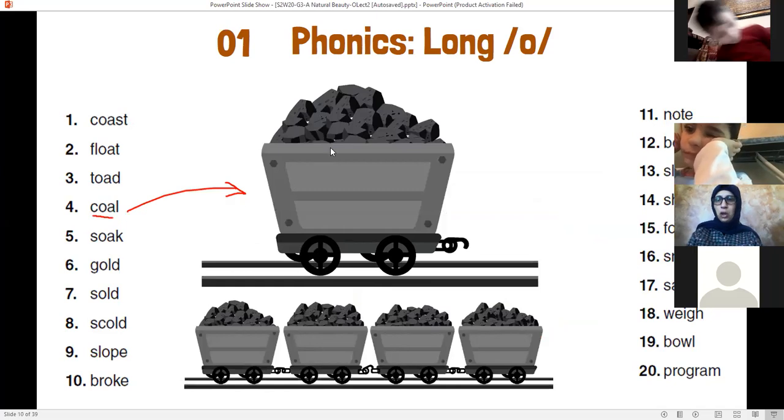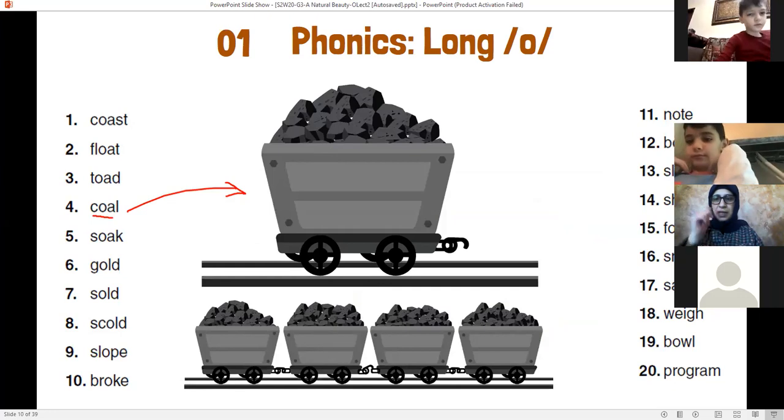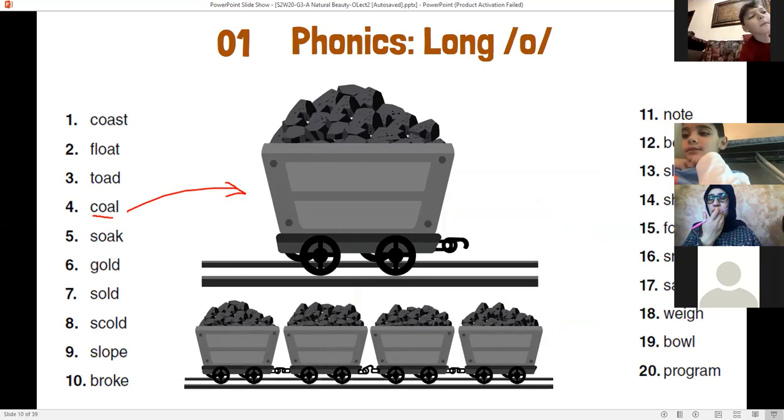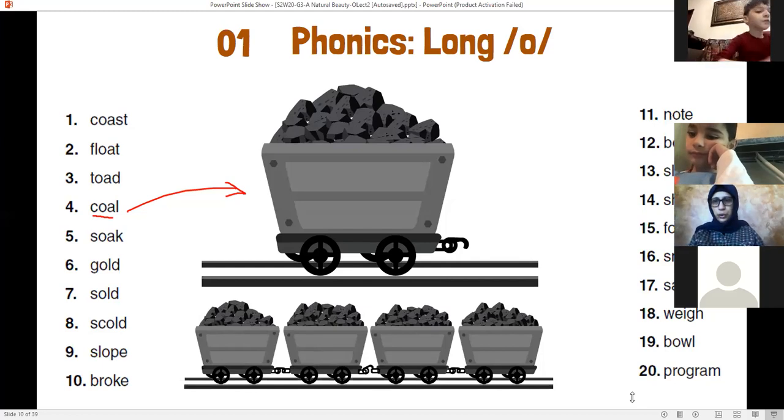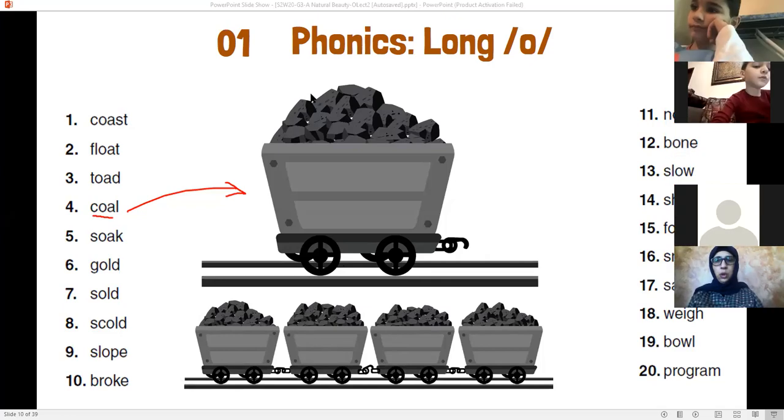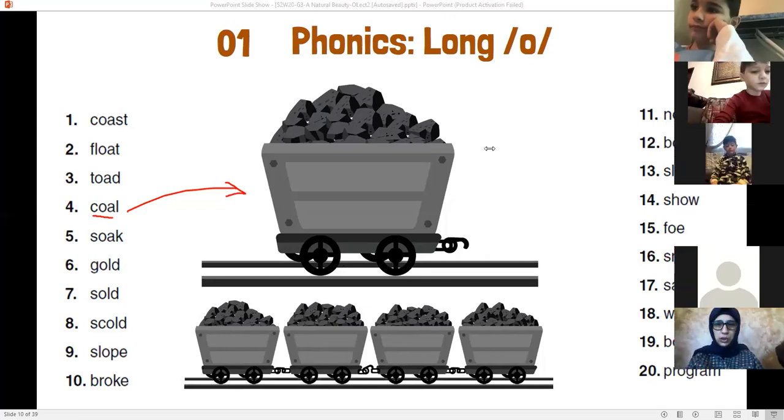Coal, this is coal. I know that Miss Fatin is talking to you about energy, right? So this is a source of energy, just like Miss Fatin said. We call it coal. Who knows where do we use the coal? Let me see if you are good readers, if you read a lot. Raise your computer hand if you want to answer. Who knows where people used to use the coal?